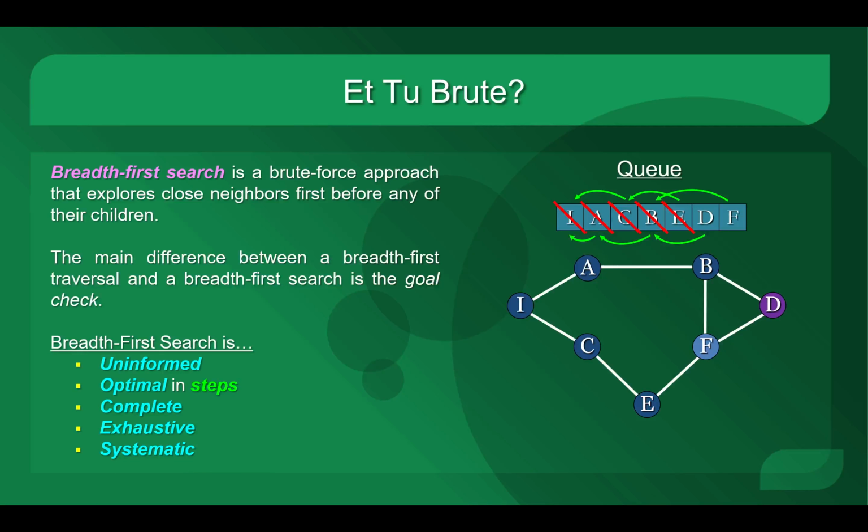This time, when we start the next iteration of the loop, we pull D off of the queue. D is the goal, so we stop here. The search is done. Now we trace back. We got to D from B, B from A, A from I. So our path is I, A, B, D.